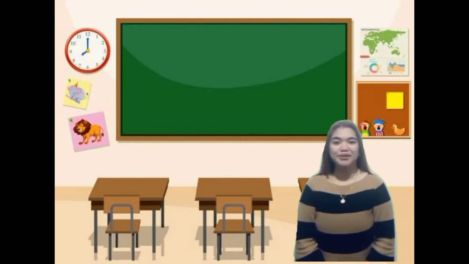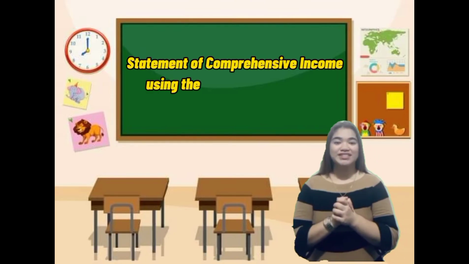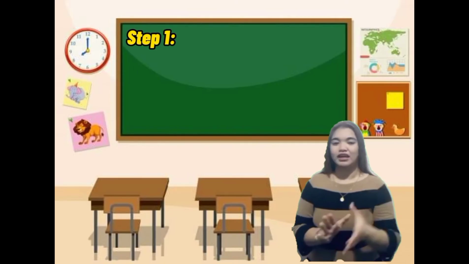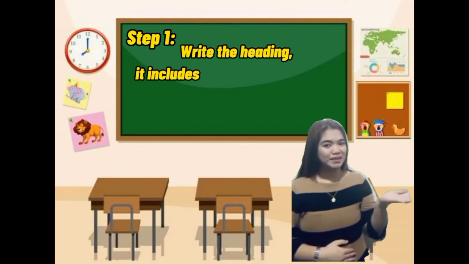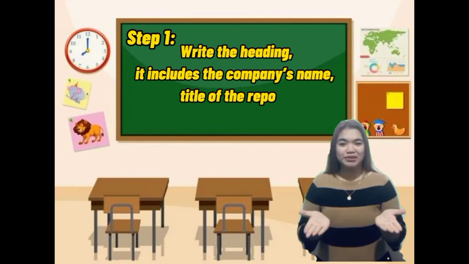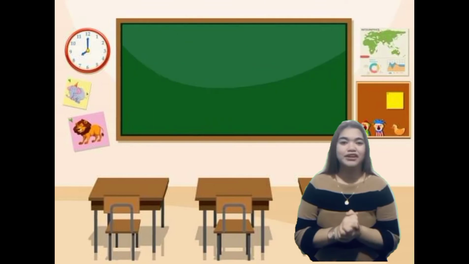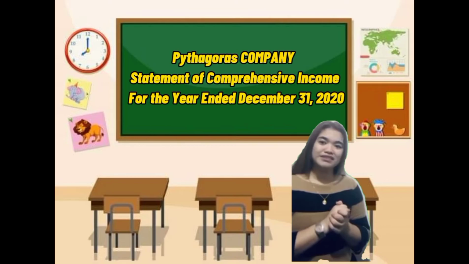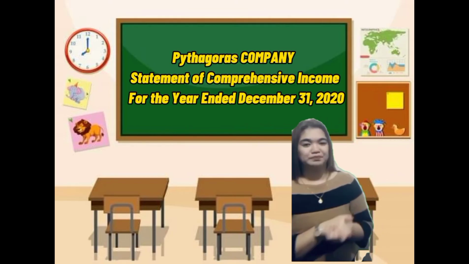This time, I'm going to show you how to prepare a statement of comprehensive income using the multi-step format. Step number 1. Write the heading. It includes the company's name, title of the report, which is Statement of Comprehensive Income, and the date covered. For example, Pythagoras Company, Statement of Comprehensive Income for the year ended December 31, 2020.